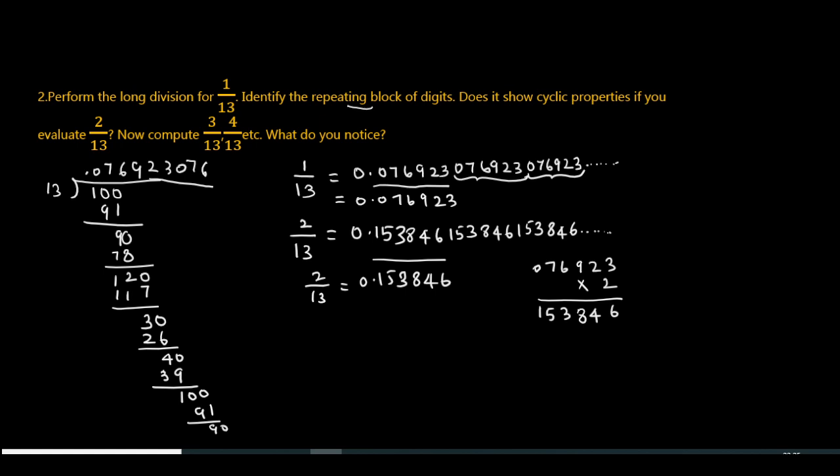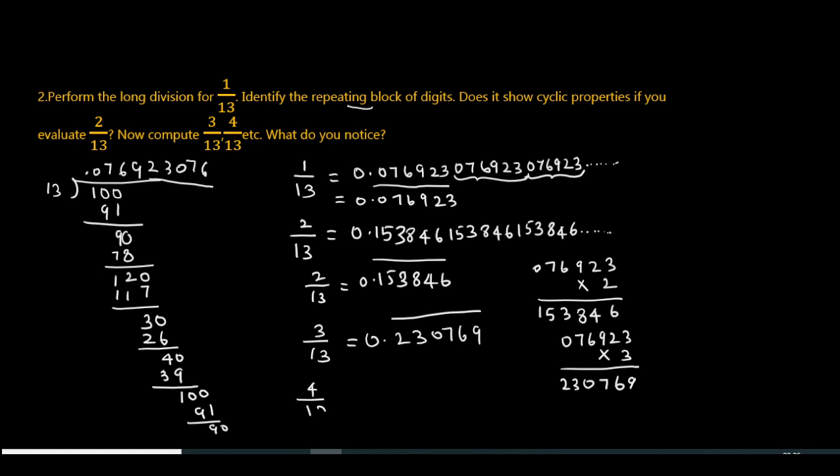So what will be for 3 by 13? Without doing the division, we can write. So again, that repeated block of 1 by 13, 0.76923, multiply that with 3 because the numerator is 3. So 9, 6, 27, 18, 20, then 21, 23. So which is nothing but 0.23069 bar. So like that 4 by 13.